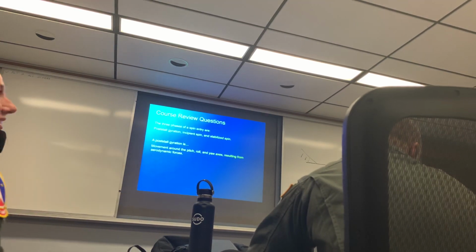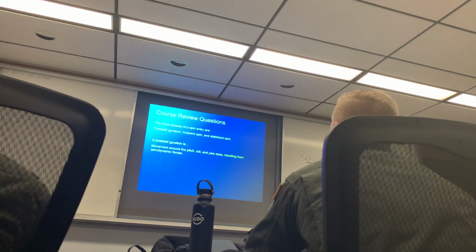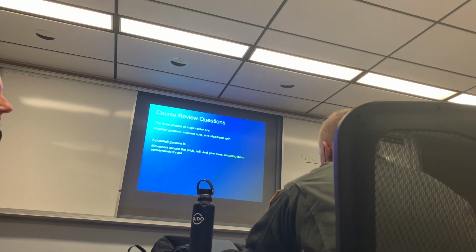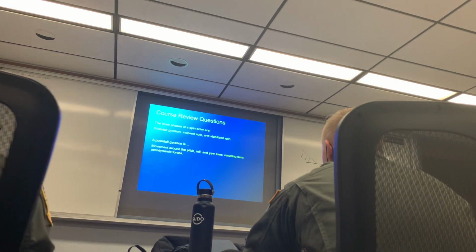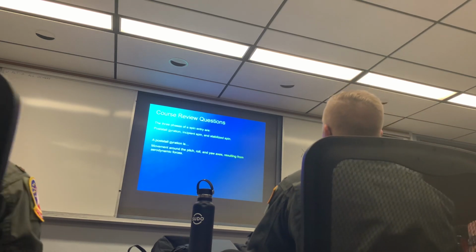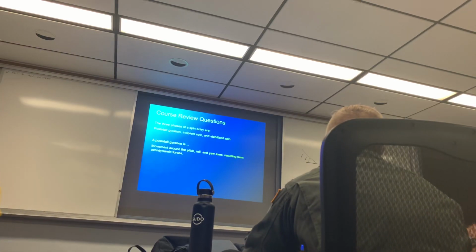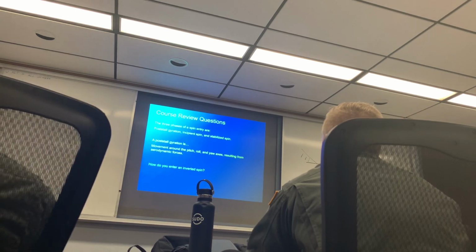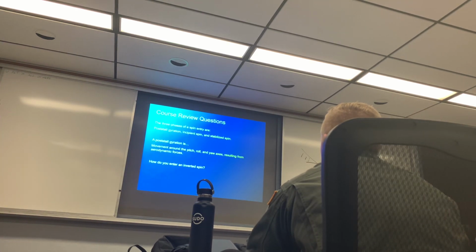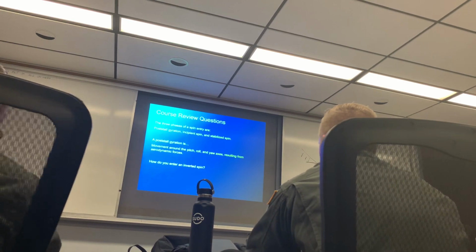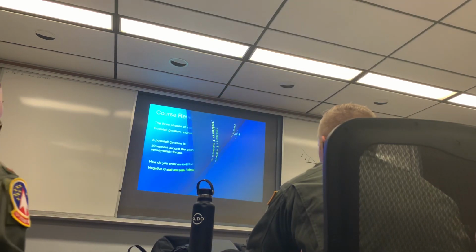What's the difference between steady state and stabilized spin? They're the same. So, post-stall gyration is movement around pitch, roll, and yaw axes resulting from all the aerodynamic forces. How do we enter an inverted spin? With negative G. Okay, next.